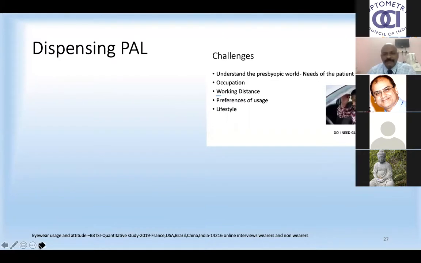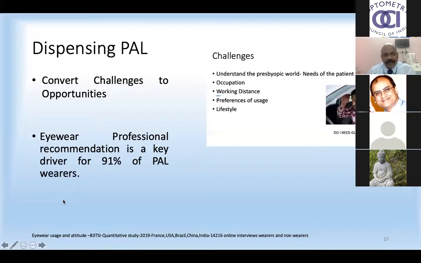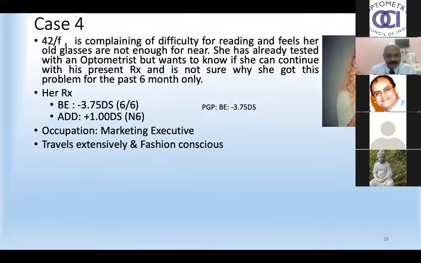So in terms of dispensing, first we have to look at all these challenges which we have discussed so far and convert them into opportunities. An eyewear professional like an optometrist, an ophthalmologist or an optician plays a very important role in driving this recommendation. In fact, an eyewear professional's recommendation is a key driver for 91% of PAL wearers.